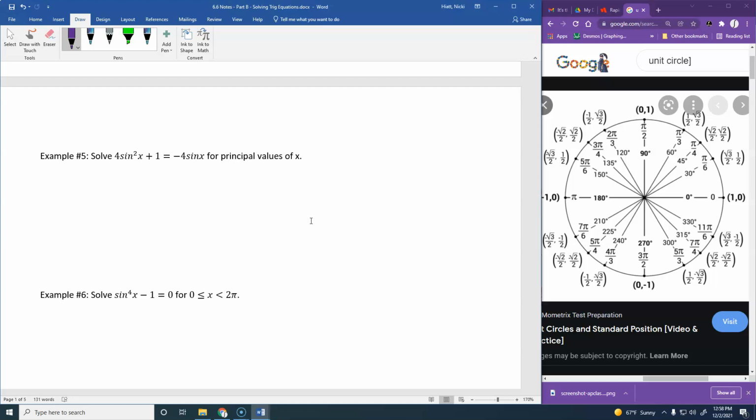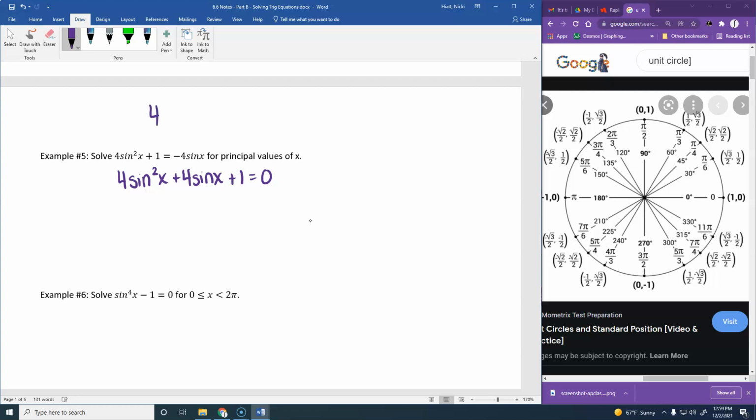Here, we will do everything to one side. So we'll do 4 sine squared x plus 4 sine x plus 1 equals 0. Now, we haven't seen one quite like this before, because everything else we just had like a greatest common factor that we could factor out.